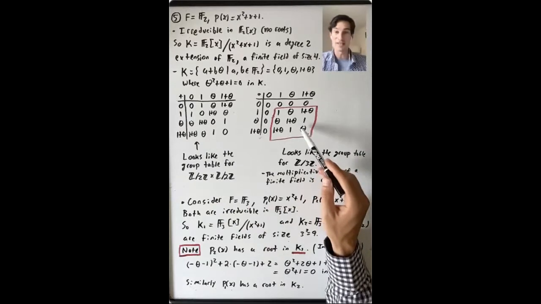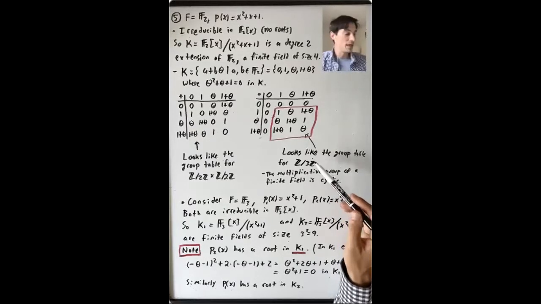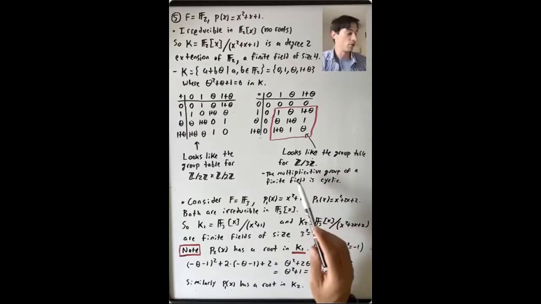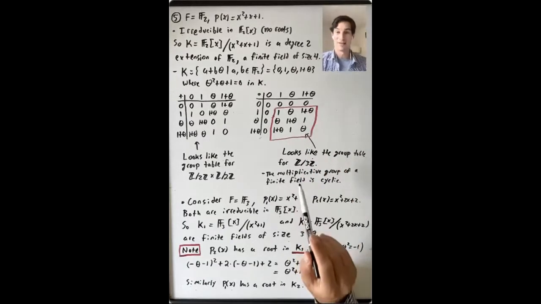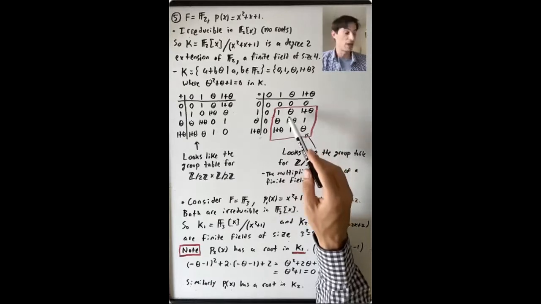And this looks just like the group table for Z mod 3Z. I mean, it has to. There's only one group of order 3. But this is also just showing us in one very concrete example that the multiplicative group of a finite field that's not Z mod pZ, a finite field of prime power order that's not of prime order, is cyclic. So this is cyclic with generator either theta or 1 plus theta; both are generators for this group.